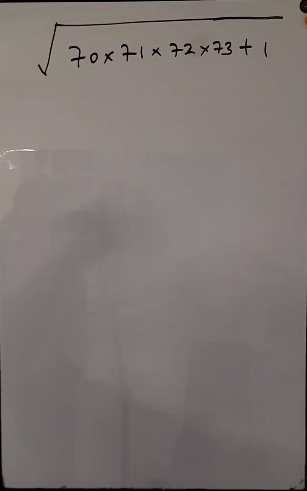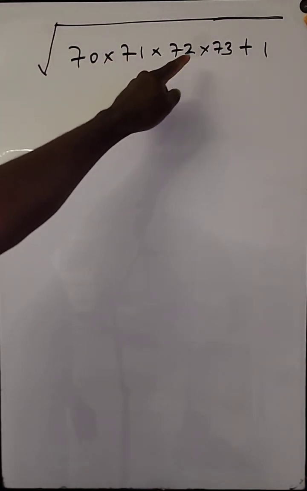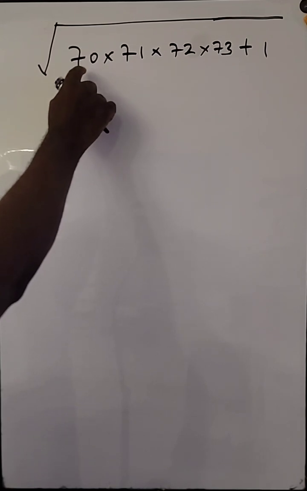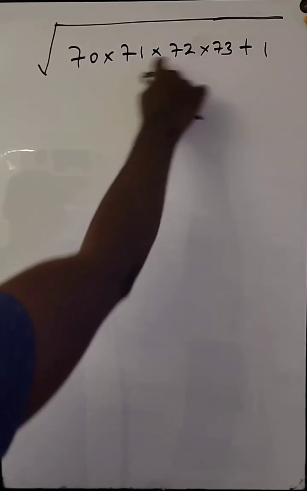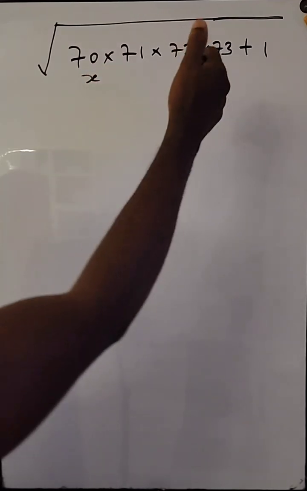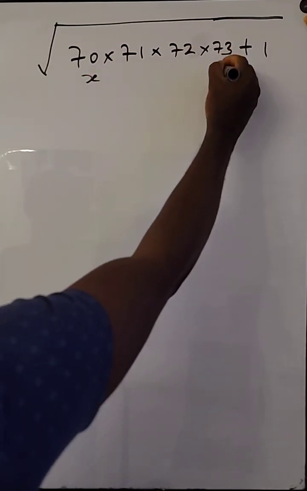Find the square root of 70 multiplied by 71 multiplied by 72 multiplied by 73 plus 1 without the use of a calculator. So to solve this, I call the smallest number in this consecutive number x, and I call the largest number in this set of consecutive numbers y.